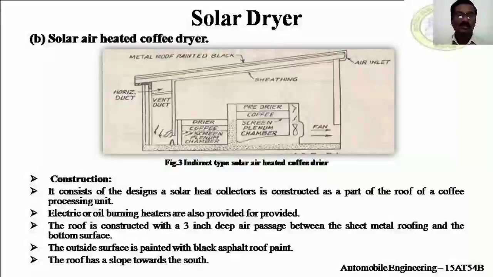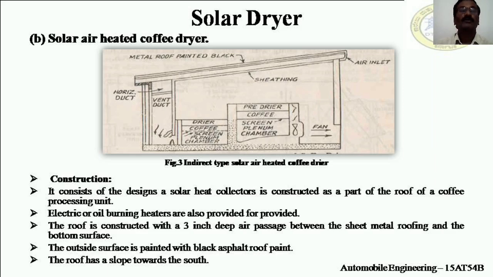Second one is the solar air heated coffee dryer. The solar air heated coffee dryers are shown in these figures, which have so many parts. It consists of the design of a solar heater collector, constructed as a part of the roof of the coffee processing unit.